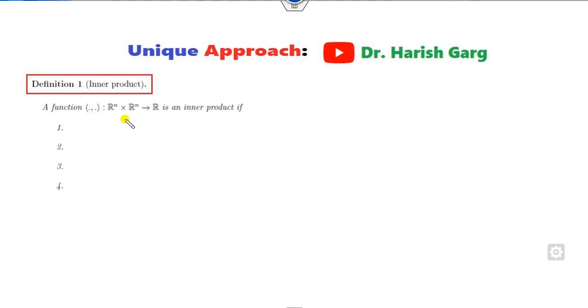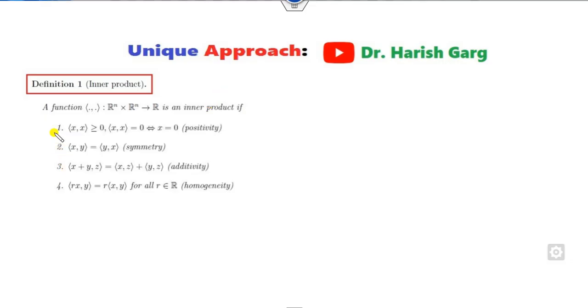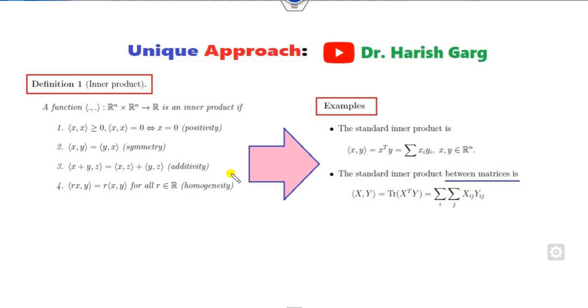Any function f is called an inner product if it satisfies four properties. As all of you know, the first property is positivity, then symmetry, additivity and homogeneity. For example, the standard inner product is nothing but the dot product of the vectors x and y. If you consider matrices, then instead of x transpose y, we call it the trace of x transpose y, which is nothing but the double summation of xij and yij.